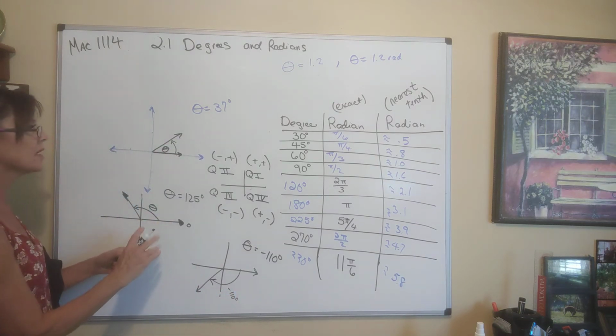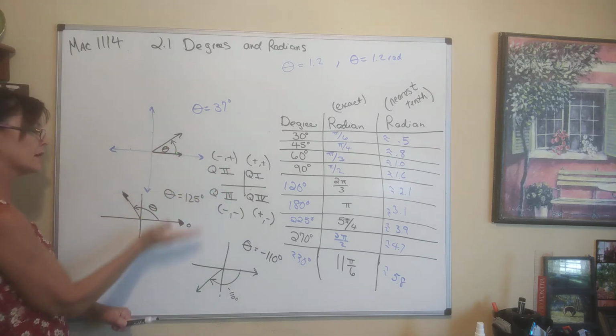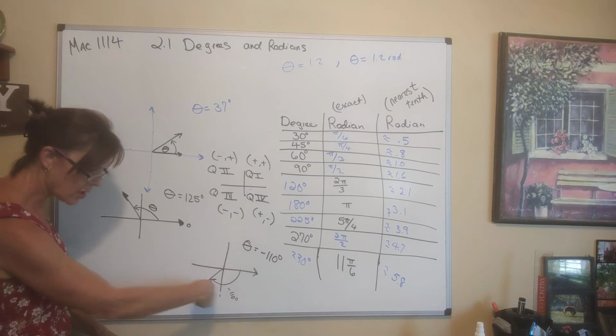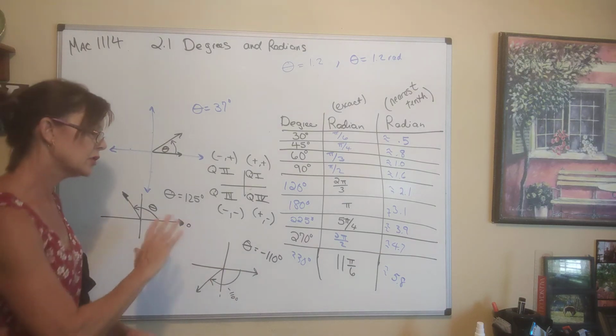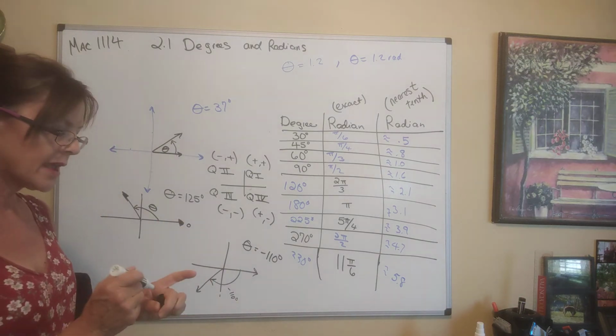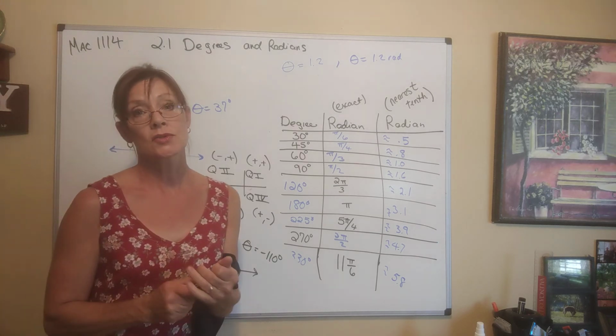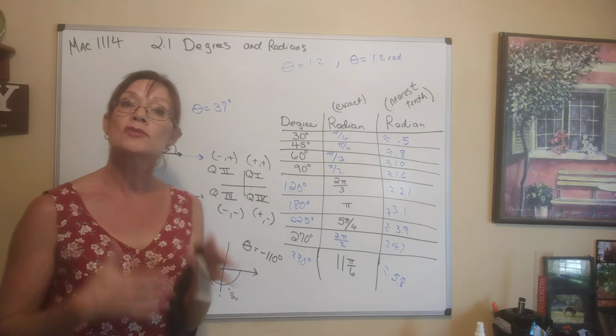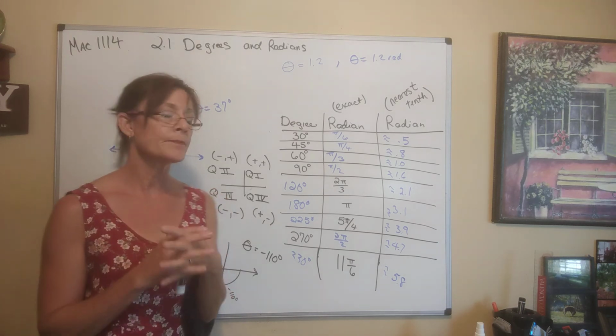So positive angles go counterclockwise. Negative angles go clockwise. So that's how you would draw that. What if they ask us to do it in radians? We could also draw it in radians. So what we're about to enter into is practice drawing angles in standard position.